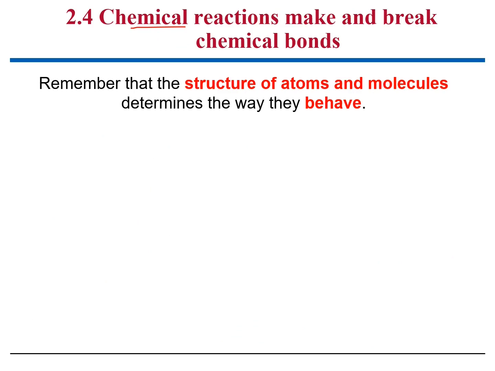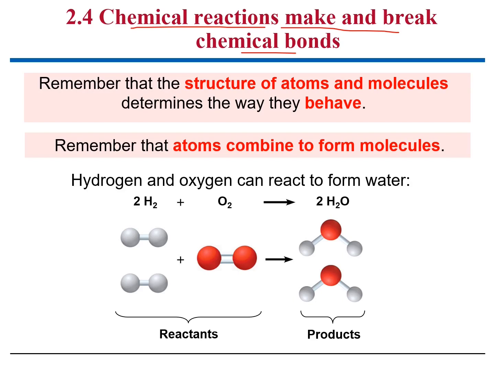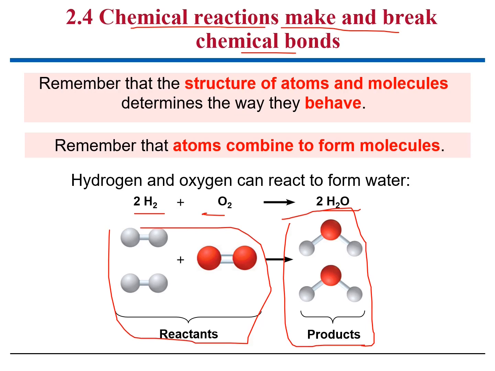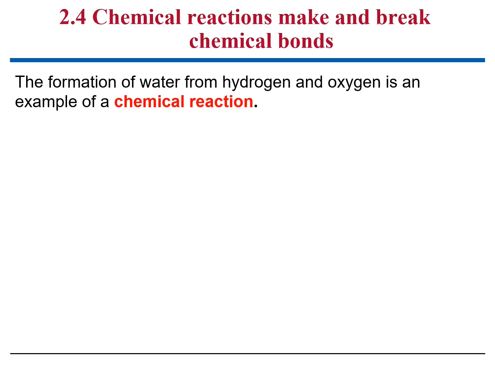So remember that chemical reactions can make and break chemical bonds. Here you have hydrogen and oxygen, and you're going to form water. So you make a chemical reaction to produce water. Here you have your reactants, and here you have your products. To do that, as I said, you have to make new bonds between hydrogen and oxygen, and you also have to break the existing chemical bonds. The formation of water from hydrogen and oxygen is an example of a chemical reaction.